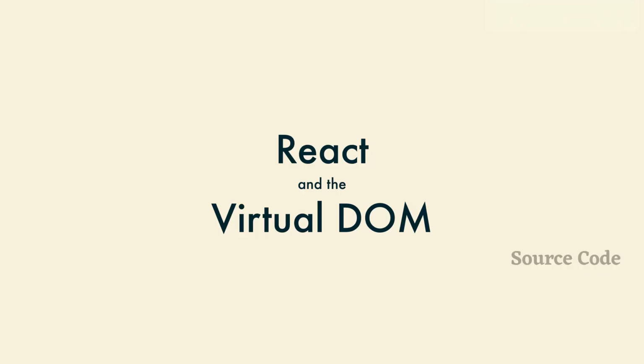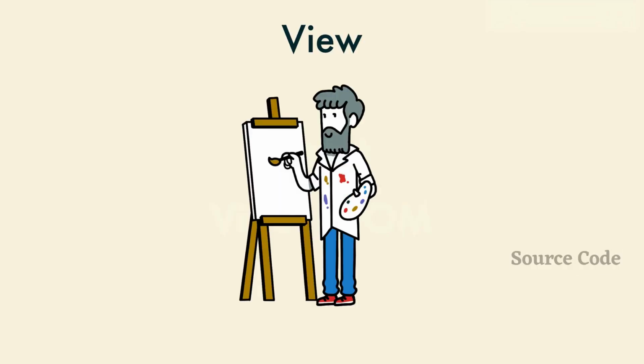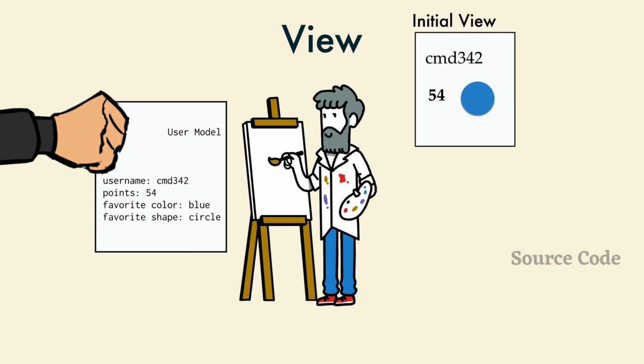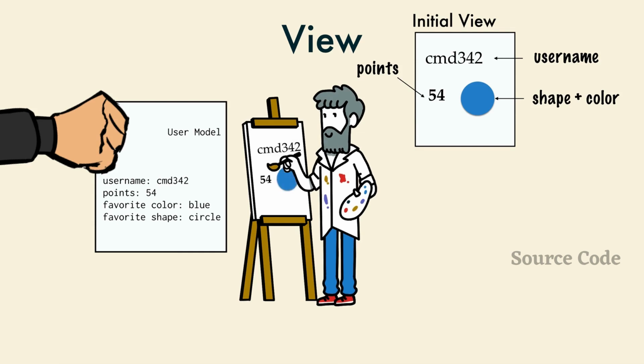Once upon a time, there was a View. He was very happy painting the DOM. Sometimes the model would give some nice data to paint. He knew really well how to paint a UI given all the data: a username, the points, and a colored shape. Piece of cake, and fun too.